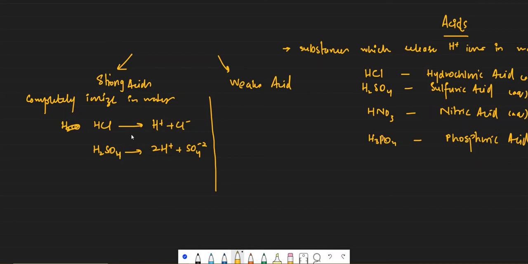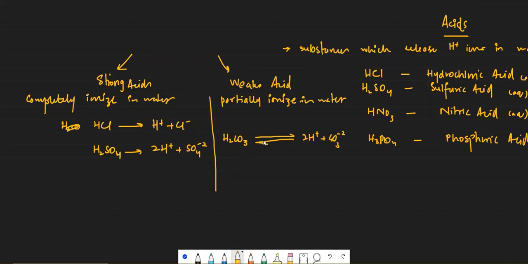Now, let's talk about weak acids. Weak acids are those acids which partially ionize in water. For example, carbonic acid is a weak acid. It will split into hydrogen ions and carbonate ions. But since it is not completely ionized, it is represented by this arrowhead which is going in two directions. It means that most of the carbonic acid remains unionized. That's why we have this two directional arrow.